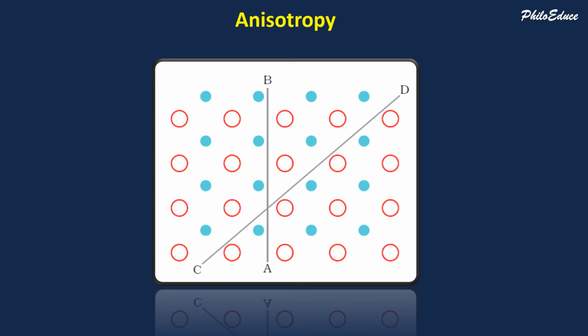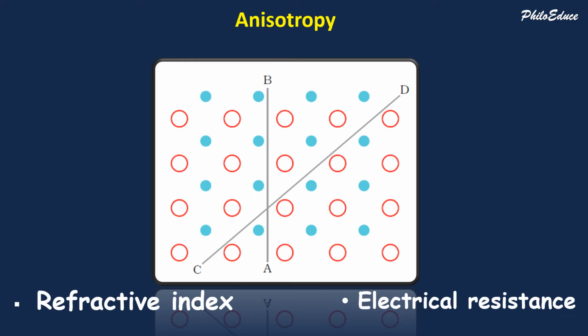So the property will be different. Especially physical properties like refractive index and electrical resistance are directional in the case of crystalline solids. That is, if the direction changes, then the property also shows different values. It will not show a particular value. For a crystalline solid, we can't say that the refractive index is this one. No, it is not possible. Based on the direction, the refractive index also changes. So this property is known as anisotropy: the change in the property with respect to direction.